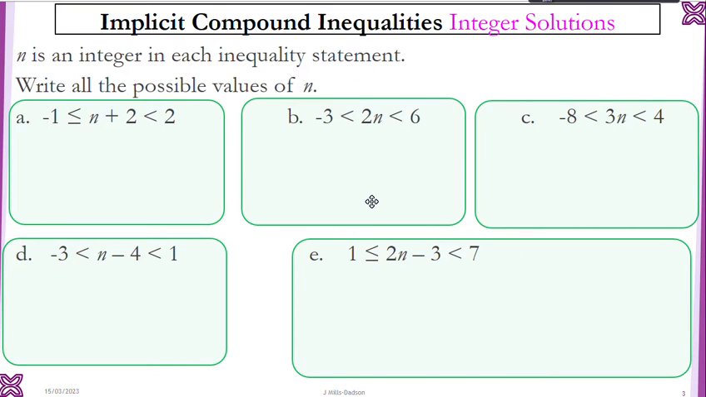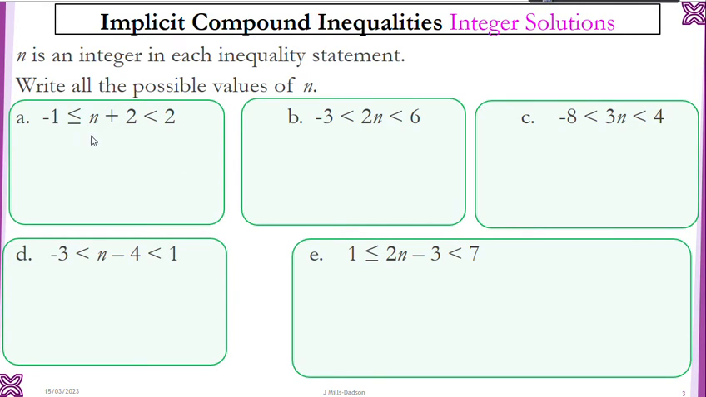Hello, welcome back. On this slide, I'll be talking to you about solving implicit compound inequalities and to list integer solutions. The word integer means positive or negative whole number. So here, you're supposed to write all the possible values for n for each inequality.